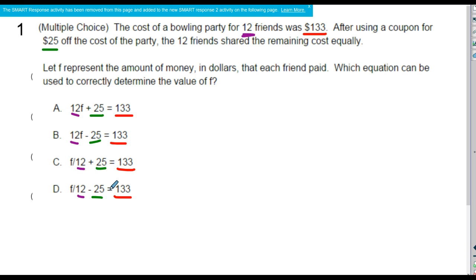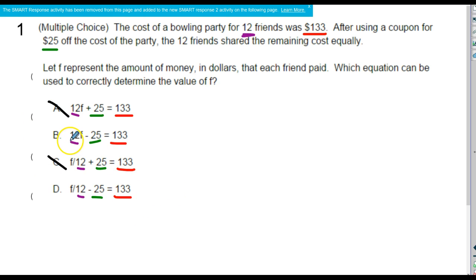Some of these we can eliminate just because we know some information. For example, let me focus on this idea of $25 off the cost of the party. If we're getting that coupon, we're taking money away from the total cost. Would we be adding 25 or subtracting 25? Yes, you're all thinking to yourselves, we would subtract 25. That means I can eliminate the answers where we are adding 25. We don't want to add 25. With that being said, we can now consider B and D as our answer choices.